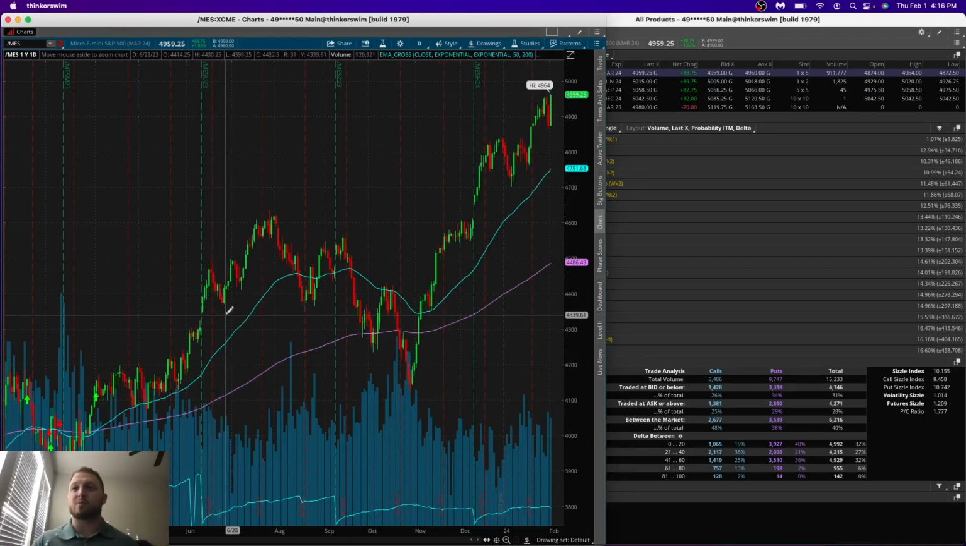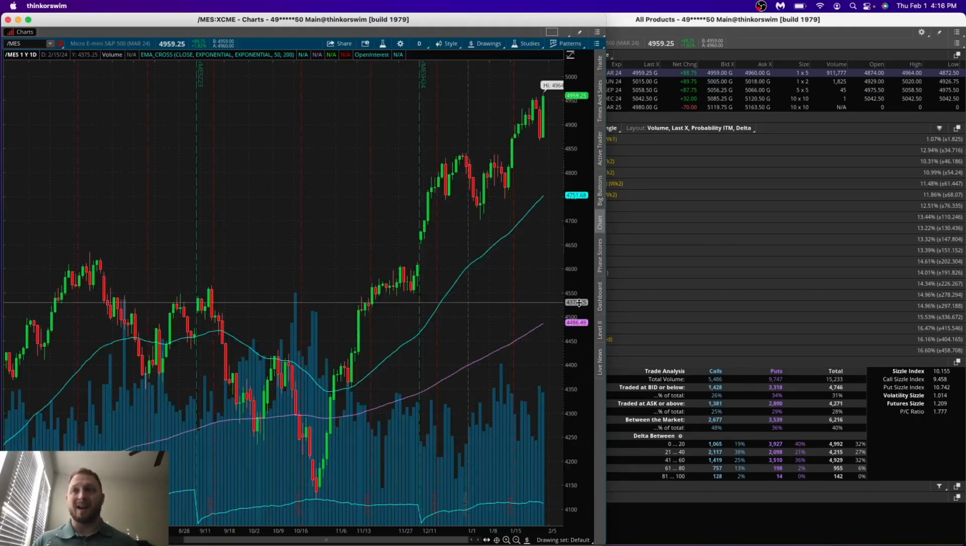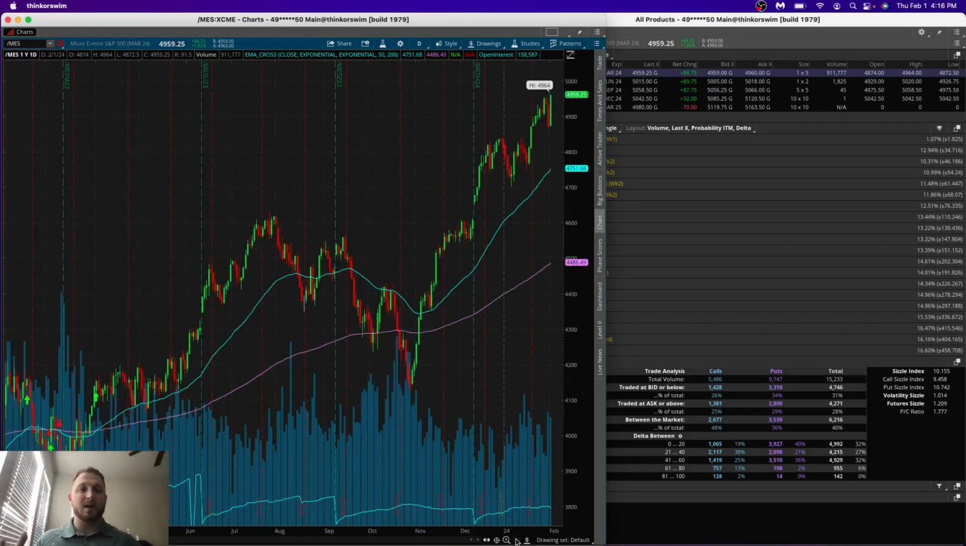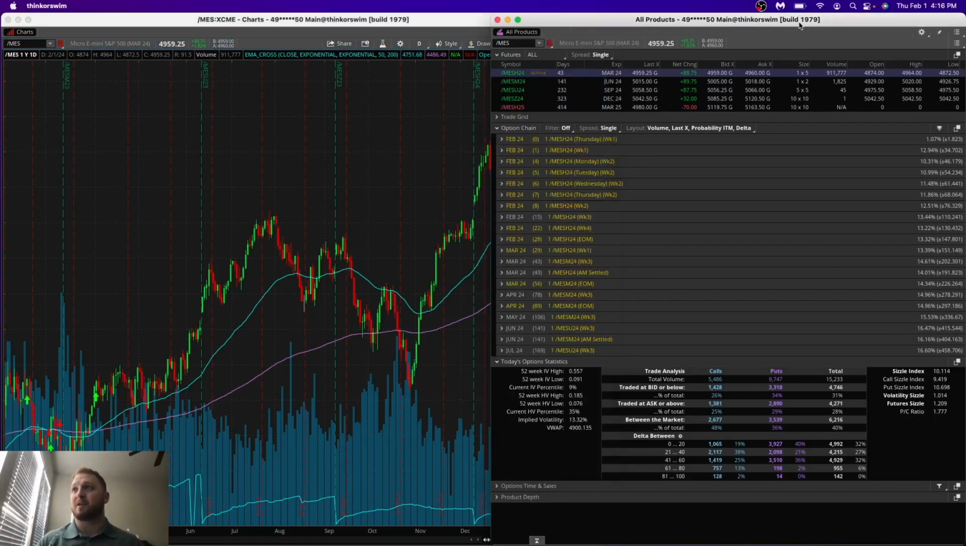So first thing I want to do is we have the MES. The MES is just a smaller version of ES. For any of you guys that have ever dealt with futures, ES is the big one. MES is the smaller one. It's basically just micro ES, E-mini, which stands for the S&P 500. And their option chain is going to look just like the other ones before.